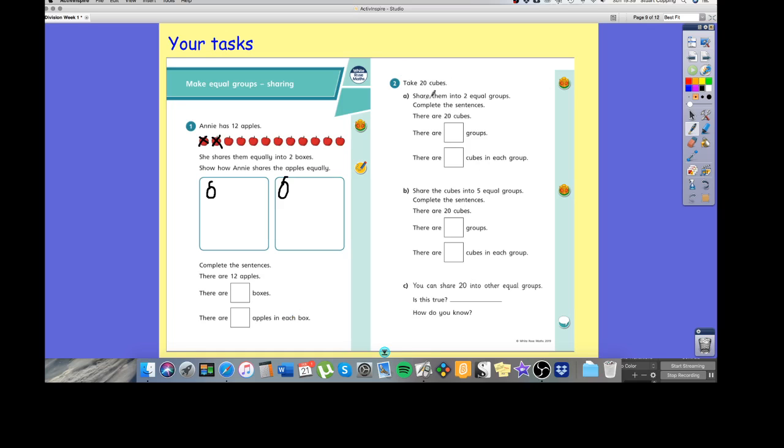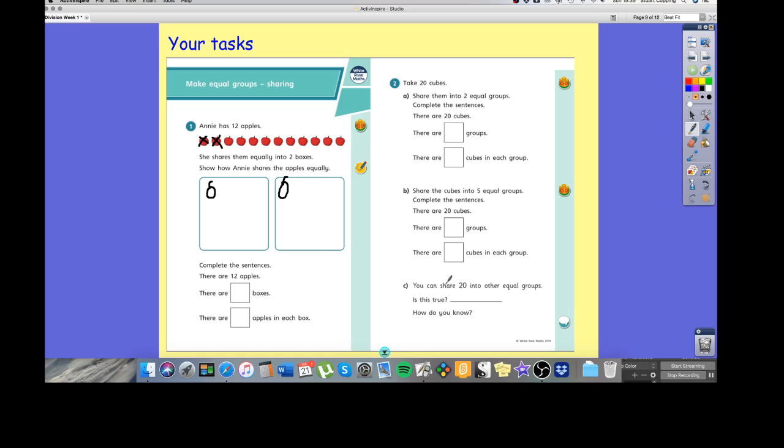Take 20 cubes. Share them equally into 2 groups. How many groups are there? How many cubes? And then you're going to take those 20 cubes and put them into 5 groups. How many groups? How many cubes? You can share 20 into other equal groups. Is this true? Yes or no? And I want you to get the 20 cubes. I want you to have a go. See which ones you can do.